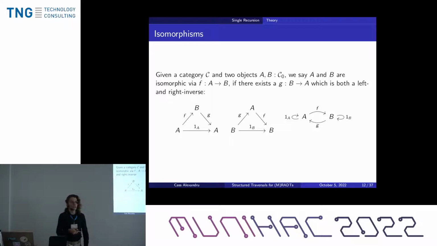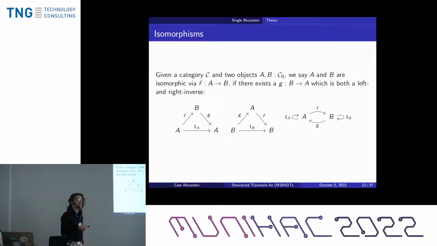I will introduce the notion of isomorphisms. So if we have two objects A and B in a category C, then we say they're isomorphic via an arrow F if there exists a G, which goes from B back to A, which is both a left and a right inverse. And what that means is, all the diagrams that I will show on these slides are meant to be commutative.